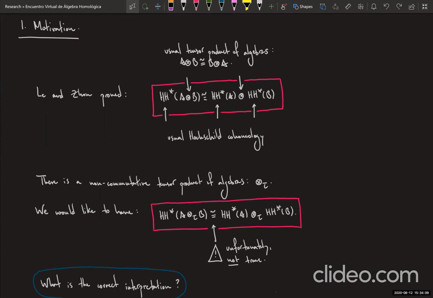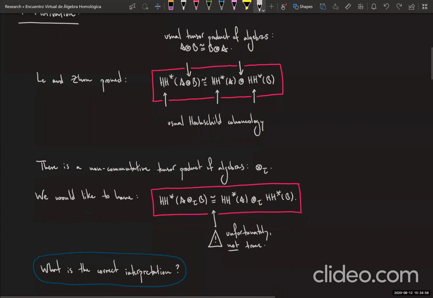Now, as I mentioned, there is a non-commutative analog of the tensor product, which we call the twisted tensor product. And it would be really nice to have a similar behavior over it. So just like a symbol by symbol translation yields that the Hochschild cohomology of the twisted tensor product is isomorphic to the twisted tensor product of the Hochschild cohomologies. Unfortunately, the symbol by symbol translation cannot possibly be true. The left-hand side is a graded commutative algebra, but the right-hand side, as we were mentioning, is in general a non-commutative algebra.